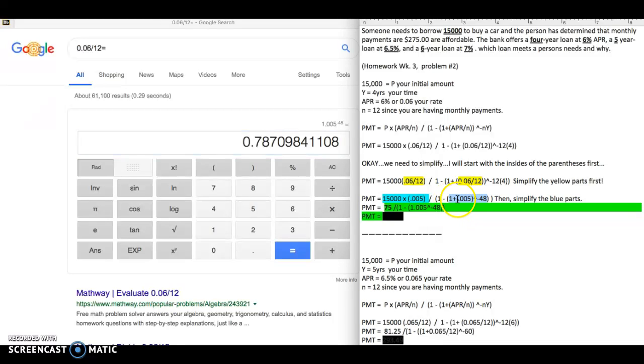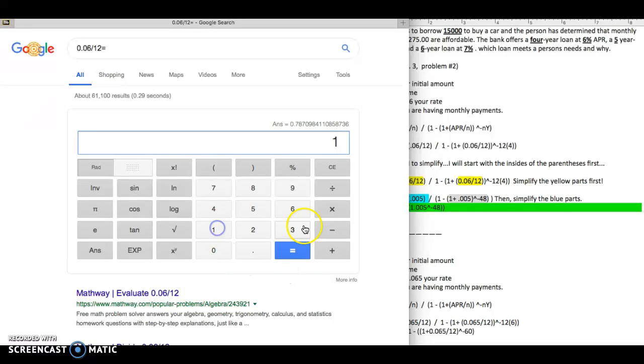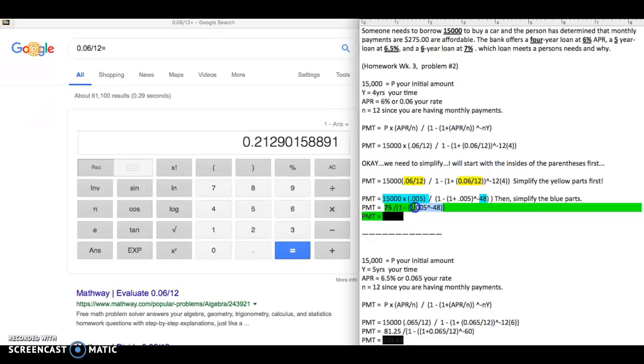Okay, so what we need to do is we need to take 1, subtract that number. So I'm going to go over here and I say, okay, I need to do 1, take away that number. And I get 0.21. Okay, so that is this number down here. That is this string right down there.